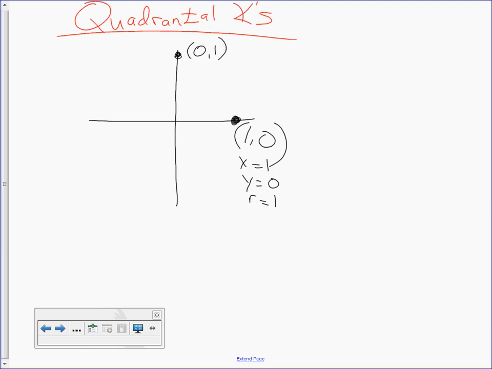There's my next one, at (0, 1). Now, what's my x value? What's y? And what's r? 1. Where do you think the next one is? (0, 0)? Wrong. (-1, 0). At (0, 0), there's no distance, no length, no triangle form, no circle. So at (-1, 0), your x value is -1, your y value is 0, and your r value is 1.